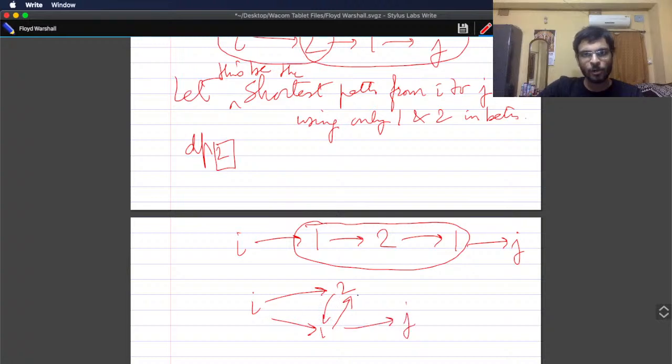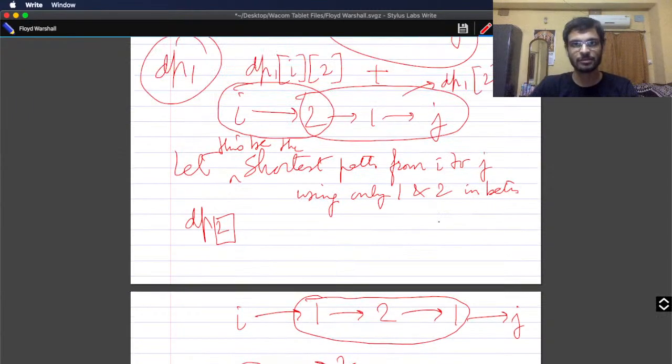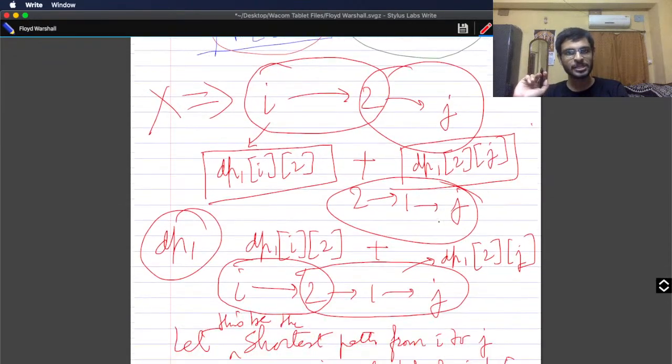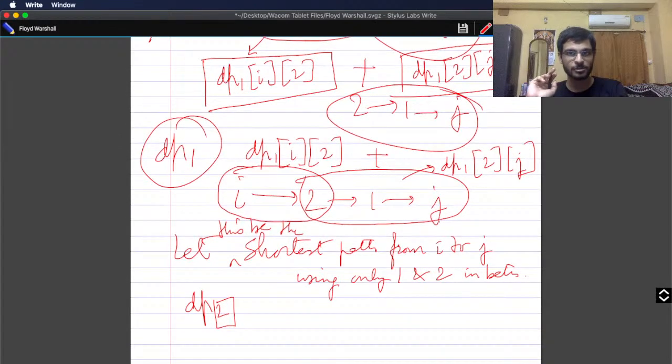I can say if all the edge weights are positive, you should rather choose this path, go directly from I to 1 and 1 to j and finish the things. Why are you traveling in between with 2? So this kind of a case will never occur if the edge weights are positive or greater than or equal to 0. So up to here, can you see that all the other cases we have solved?